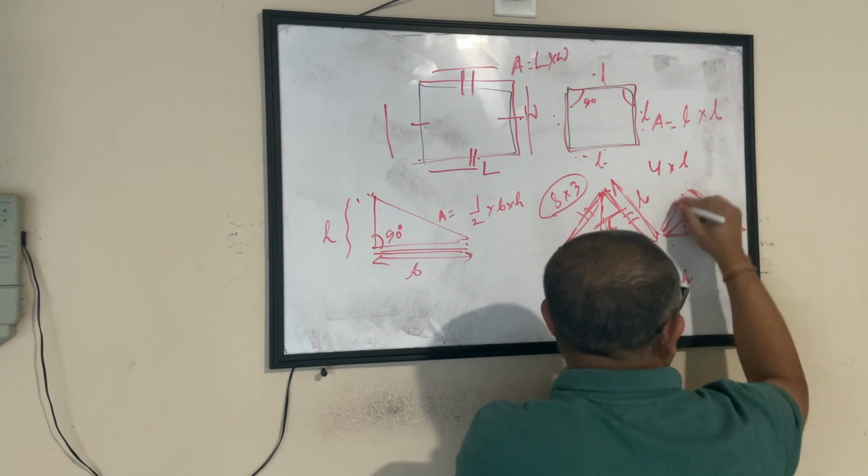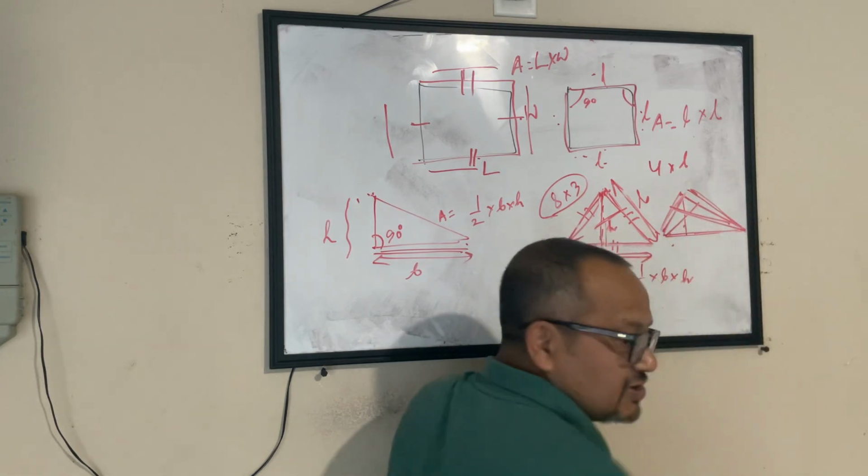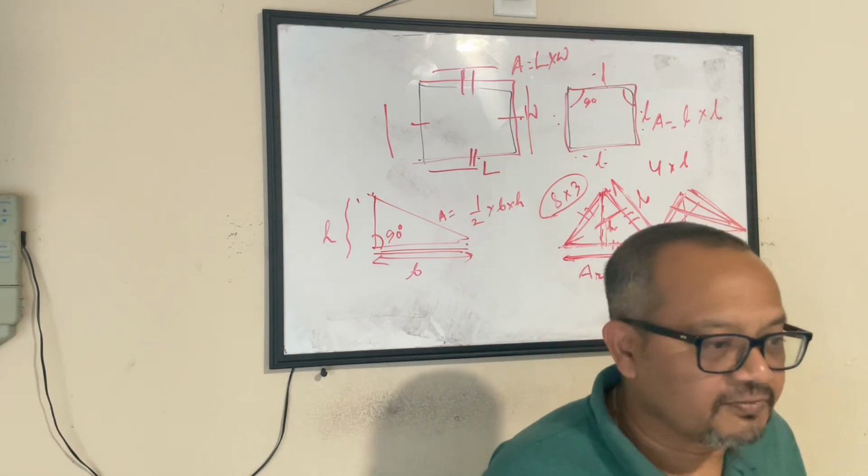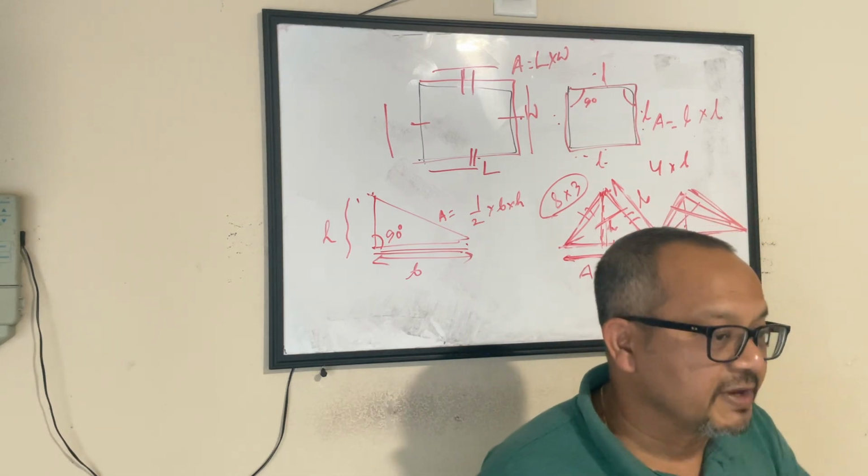If you are taking this as a base, find out this height. Okay. So that is how the area of a triangle, one formula, regardless of what kind of triangle you are talking about, is half into base into height.